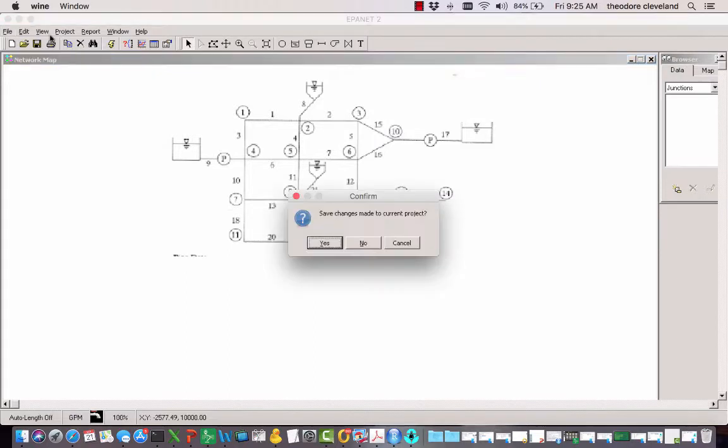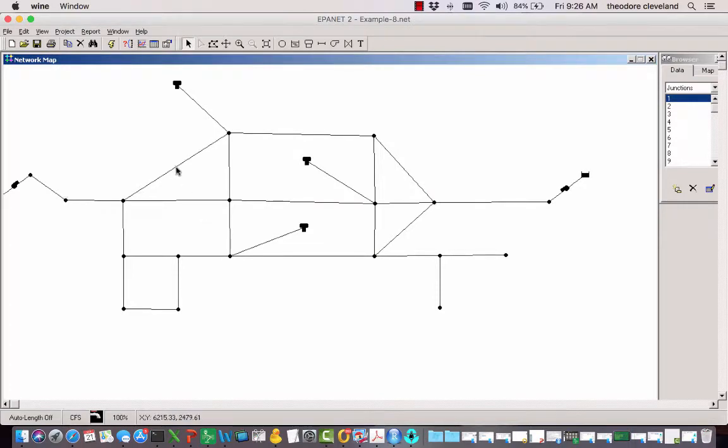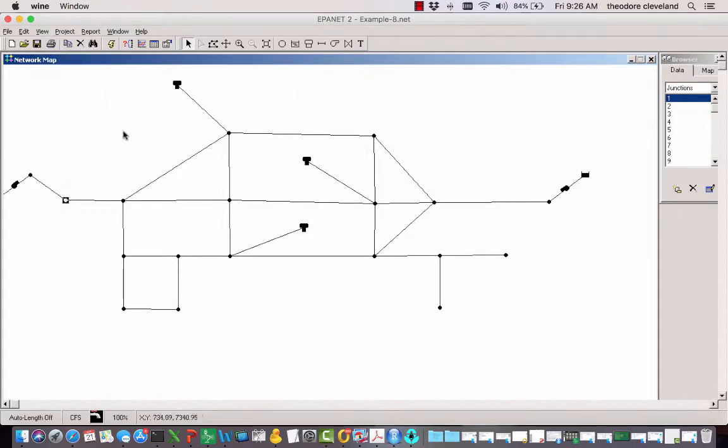Okay, let me see if I can actually get the... And so here is the network now actually built. And if we were to load in the backdrop, they're not going to be identical. Let's see, add a vertex.